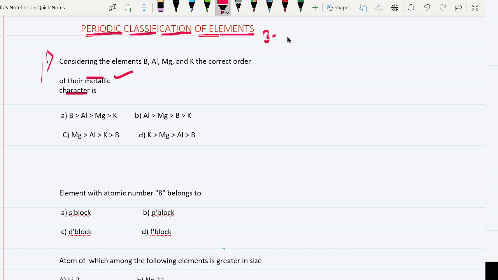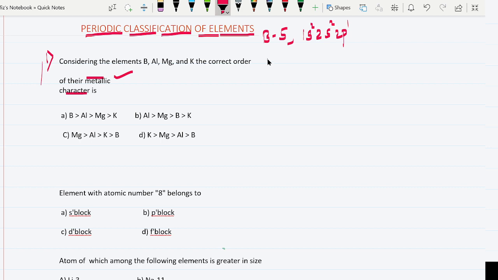Like boron, we are having atomic number 5. So we first write the electronic configuration of them: 1s2, 2s2, 2p1. Children, if you don't know how to write the electronic configuration, I have made a video on how to write the electronic configuration. Do watch that, then that will help you in understanding this video.